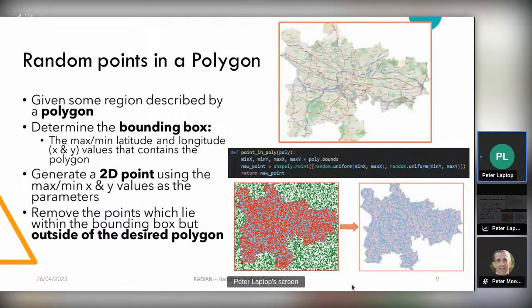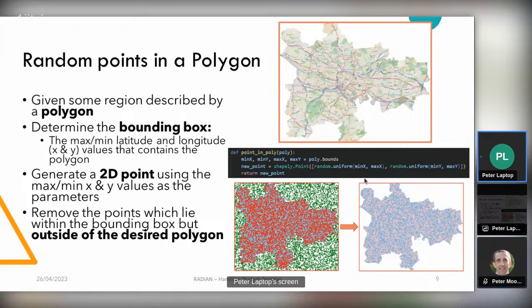So, generating random points in a polygon. There are a few different ways you can do this. If we have a given region and we want to generate a point in that region, the simplest way is, and this original presentation was in Glasgow, hence all the Glasgow-related imagery, to get a bounding box of a given region. That bounding box is well defined by four different points.